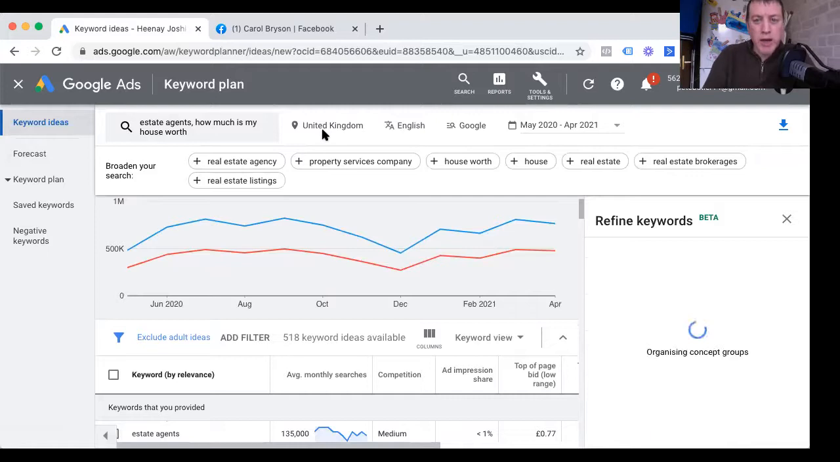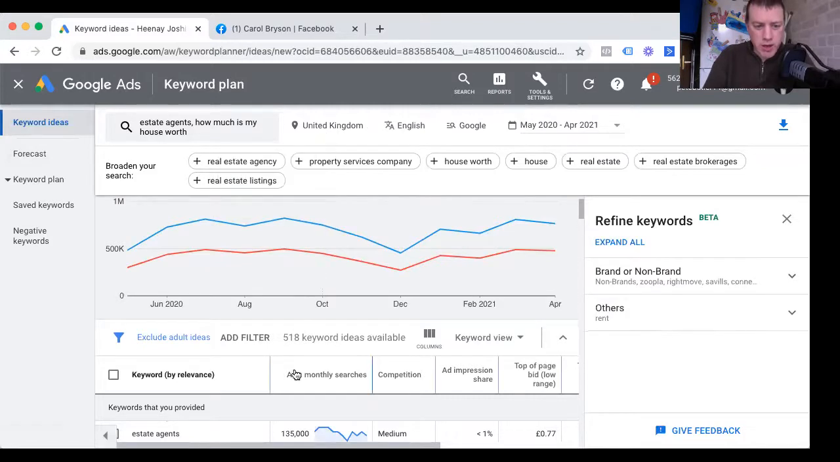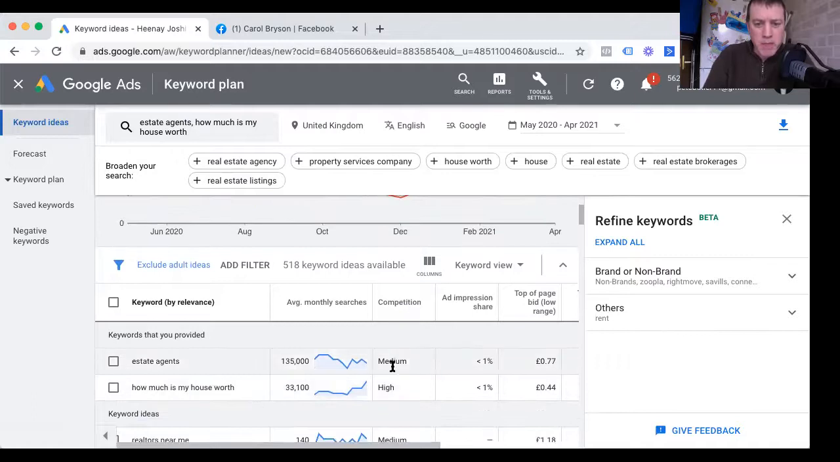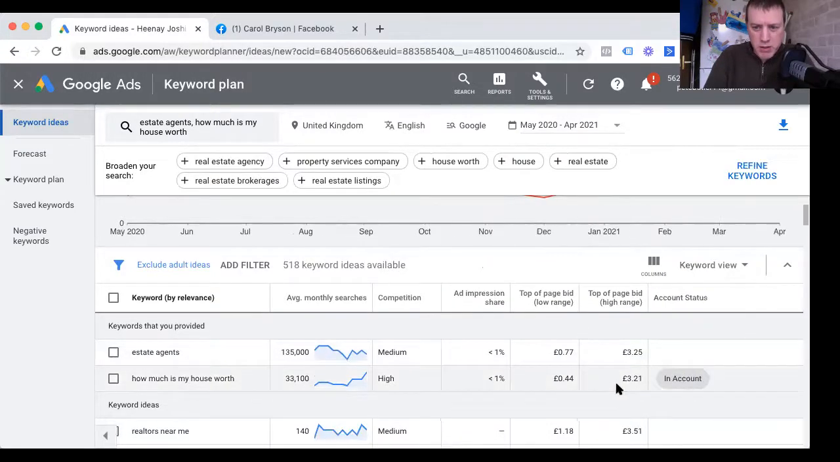All right, so UK search, and it's looking for estate agents, 135,000 searches a month. How much is my house worth? 33,100 searches a month. Medium to high competition. So obviously everyone's after those types of keywords.